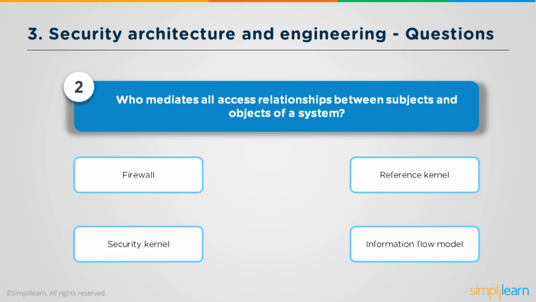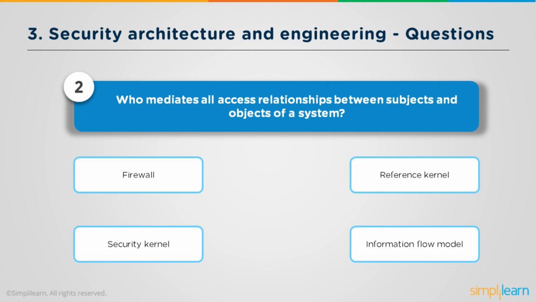Authorization is where the access relationships come into the picture, where once we have authenticated a user, we are creating a matrix which allows them access to certain resources to a certain extent. Some may have read-only access, some may have modify access, some may have delete access, etc. So in this scenario, we are talking about access relationships between subjects and objects of a system and who mediates that.